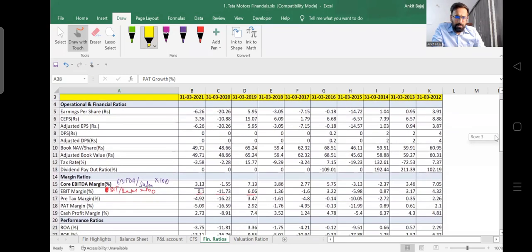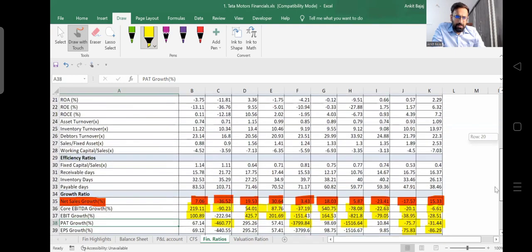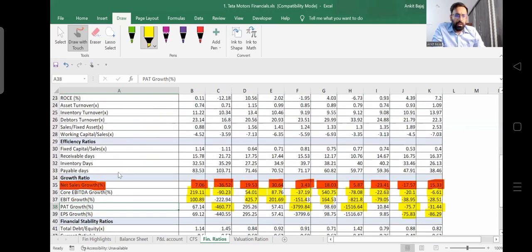Book NAV per share we will discuss later on. We have discussed fixed capital sales and receivable days. Efficiency ratios we have to discuss. Here they have compared the fixed capital versus sales ratio. This ratio is in times, not in percentage. Fixed capital means shareholder funds plus long-term debt. So the company is comparing its fixed capital with sales.